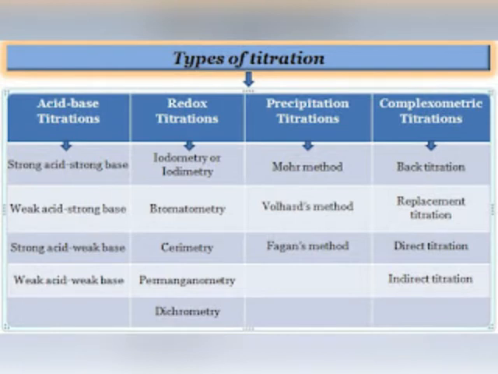And these are the types of complexometric titrations. First, we have back titration. Next, we have replacement titrations, direct titrations, and lastly, we have indirect titrations.